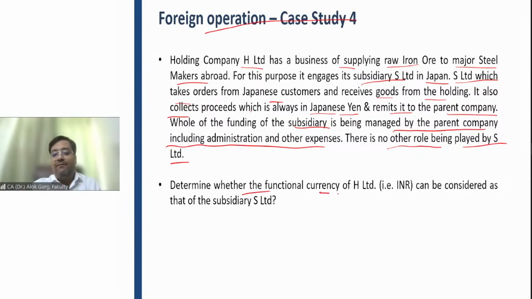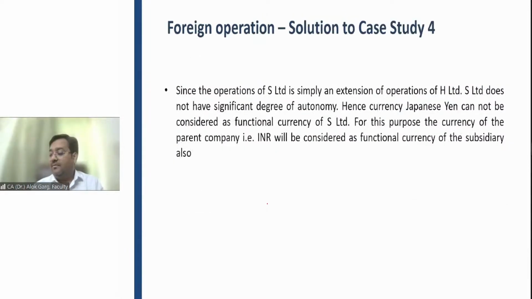Determine whether the functional currency of H Limited, which is the parent and is INR, can be considered that of subsidiary S Limited, or whether S Limited will have a different functional currency. In this case, you can see that the operation of S Limited is simply an extension of the operation of H Limited. S Limited does not have a significant degree of autonomy. Hence, the Japanese yen cannot be considered as the functional currency of S Limited.